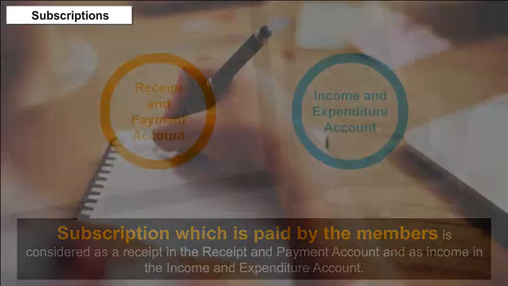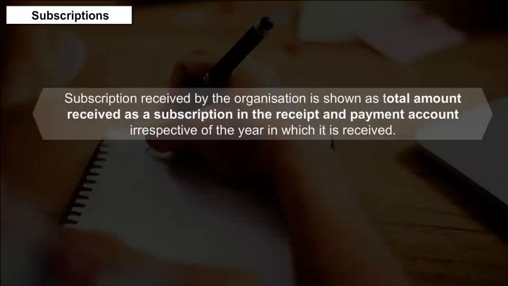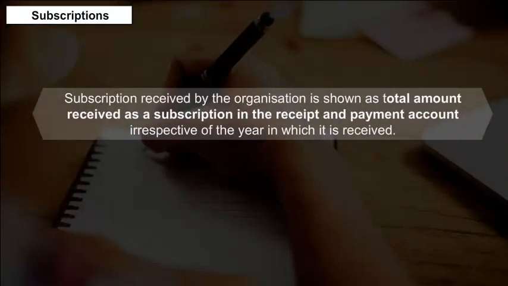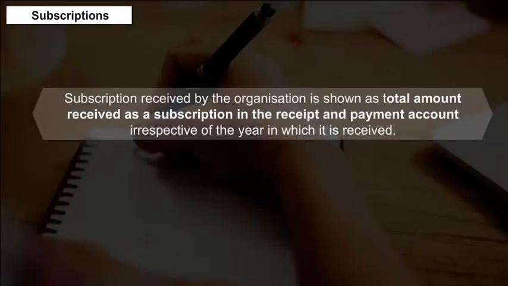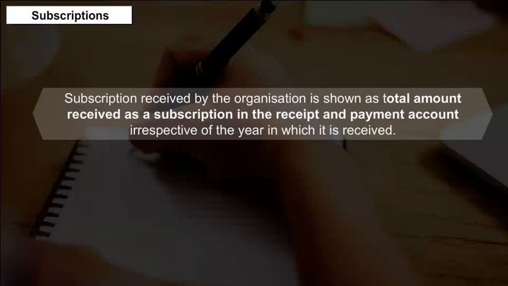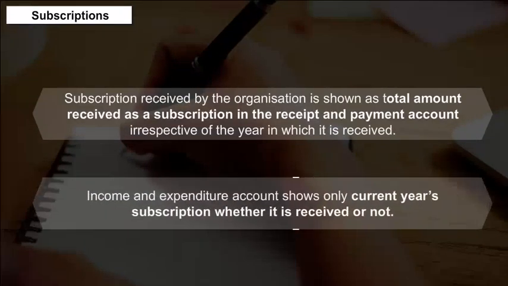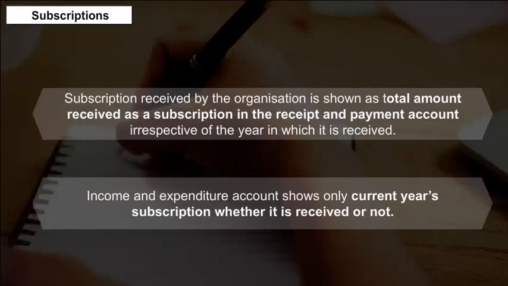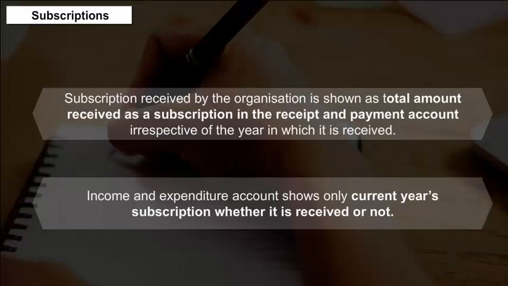It is important to note that subscription received by the organization is shown as the total amount received as subscription in the receipt and payment account, irrespective of the year in which it is received, whereas the income and expenditure account shows only the current year's subscription, whether it is received or not.